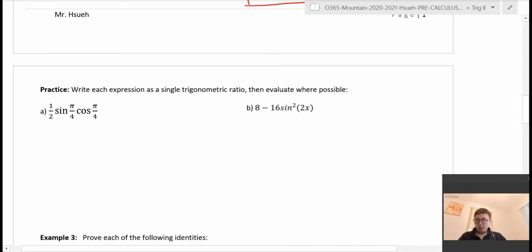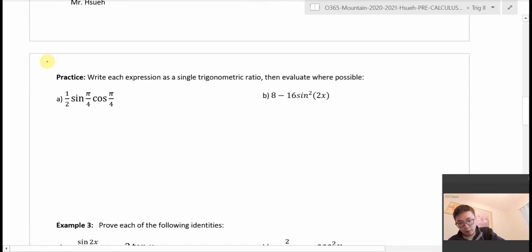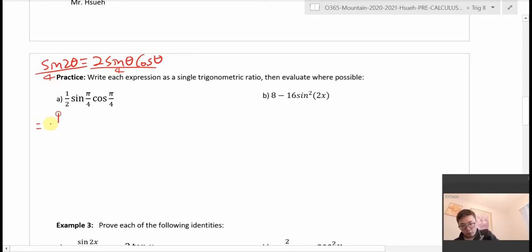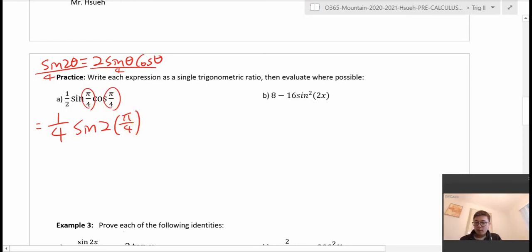All right, so here we go. Hopefully this is what you got. Again, we have sine 2 theta is equal to 2 sine theta cosine theta. Now notice though, this is 1/2, so not quite the same. What we need to do is, if we divide this by 4, then it becomes 1/2. And if we divide this by 4, then we've got to divide this by 4. So this is going to be 1/4 sine 2 theta. Now, theta in this case is pi over 4. So we just put pi over 4 in there instead. You see what I did?